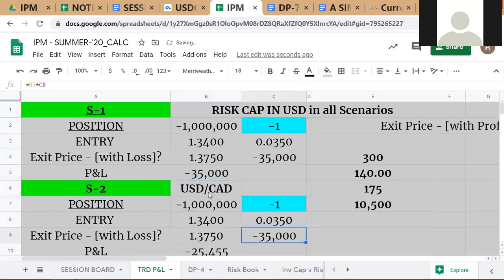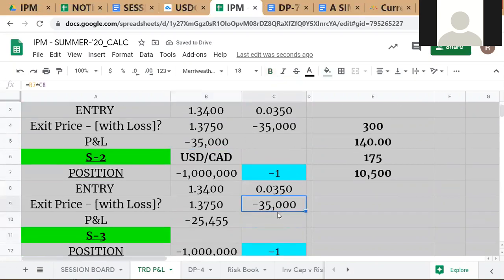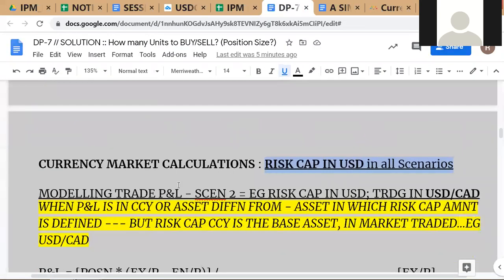Okay. Right. So what we have to do is we have this currency amount. This is actually the P&L in the terms currency, in the terms asset. That's not good enough for us because we want the P&L in the risk cap currency. So we have to convert this to the risk cap currency. And the way we do that is by, as you can see here, taking the P&L in the terms asset and dividing that by the exit price, okay? And the reason we divide it is because, remember what we said in this scenario number 2, the risk cap currency is the base asset in the particular market which you're trading.